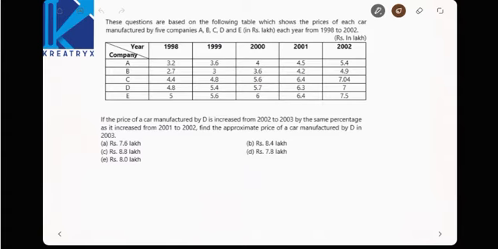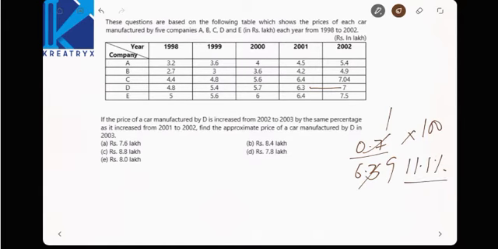Now if the price of a car manufactured by D is increased from 2002 to 2003 by the same percentage as it increased from 2001 to 2002, find the approximate price of a car manufactured by D in 2003. Now what is the percentage change of D from 2001 to 2002? That is nothing but 0.7 by 6.3, which is equal to 1 by 9, right? 1 by 9 into 100 is equal to 11.1 percentage. So this has to be the increase in price from 2002 to 2003 also, it seems.